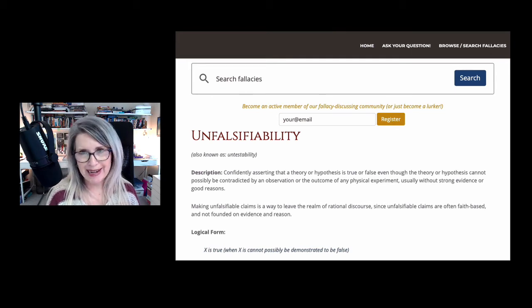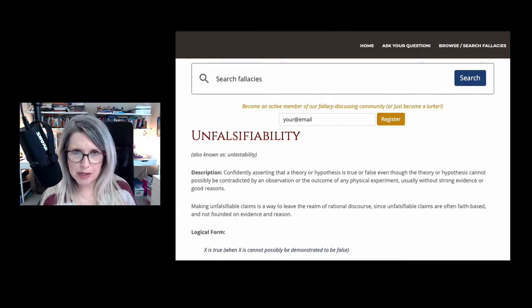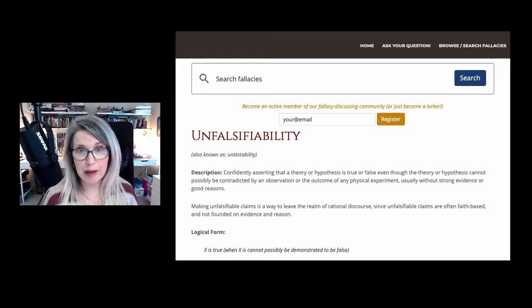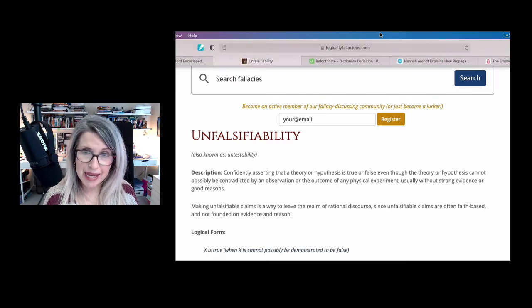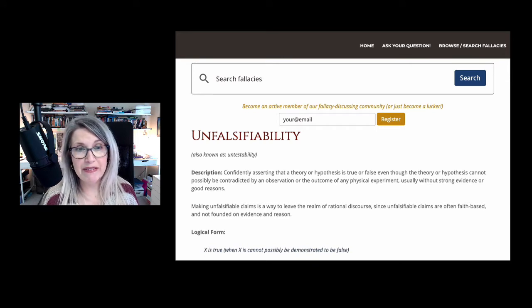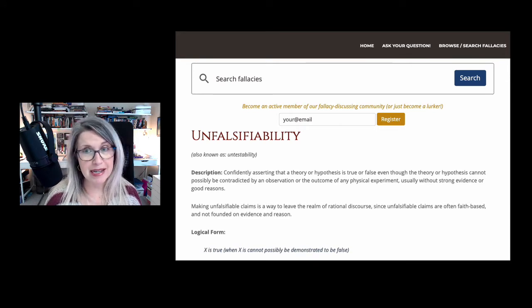You could be as polite as could be, sweet as sugar, smile on your face, not raise your voice, not say mean words, but you have left the realm of rational discourse when you make an unfalsifiable claim. Since unfalsifiable claims are often faith-based and not founded on evidence and reason.